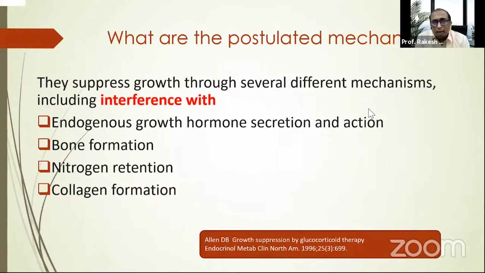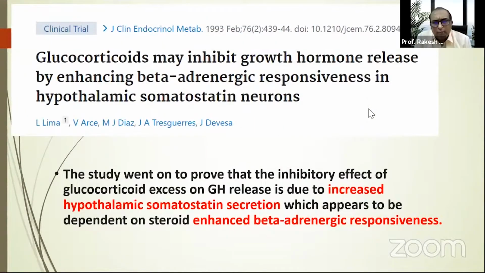And the postulated mechanisms of how exogenous glucocorticoids interfere with growth are suppression of growth hormone secretion and action, leading to suppression of bone formation, nitrogen retention, and also suppression of collagen formation. So through all these mechanisms, which have been described earlier in several different reviews, you can see that there are all these mechanisms which are described to explain the inhibition of growth by glucocorticoids.